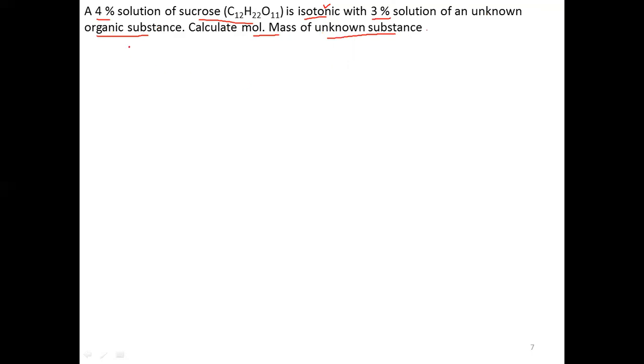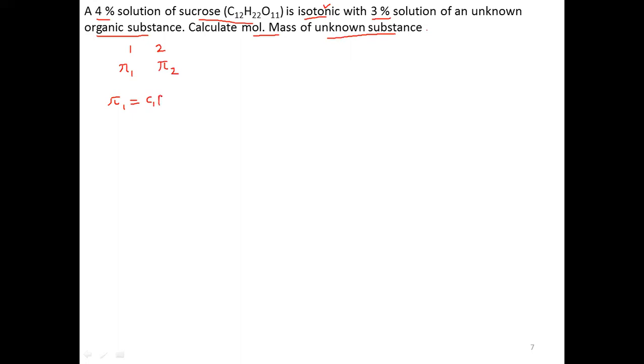Now he says that a 4% solution of sucrose is isotonic with a 3% solution of an unknown organic substance. Suppose we have two solutions, solution 1 and solution 2, and the osmotic pressure of the first solution is denoted by pi 1 and the osmotic pressure of the second solution by pi 2. Let us first try a relation, then we will solve this numerical. It is quite easy. Now pi 1 is equal to C1 RT.